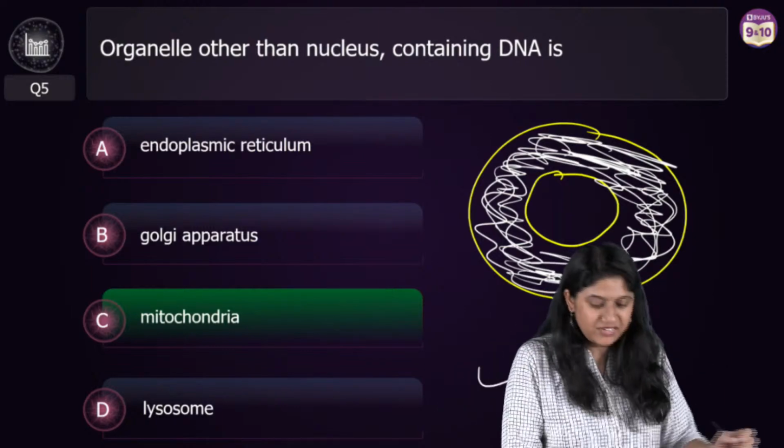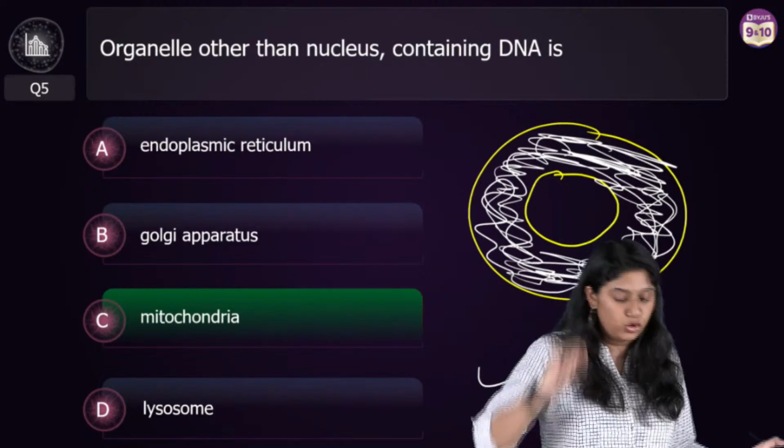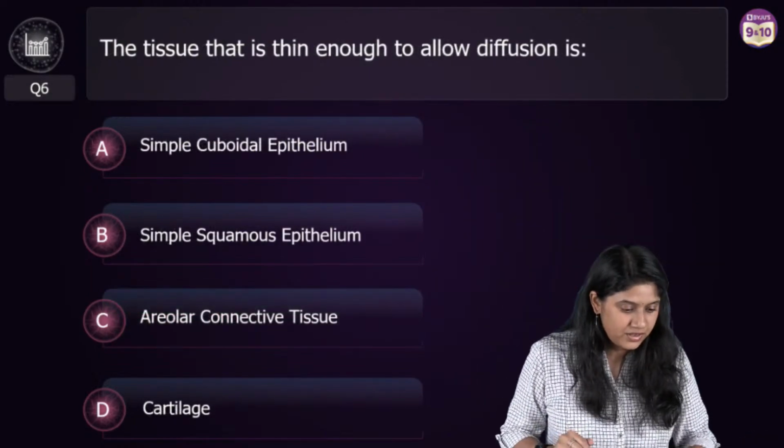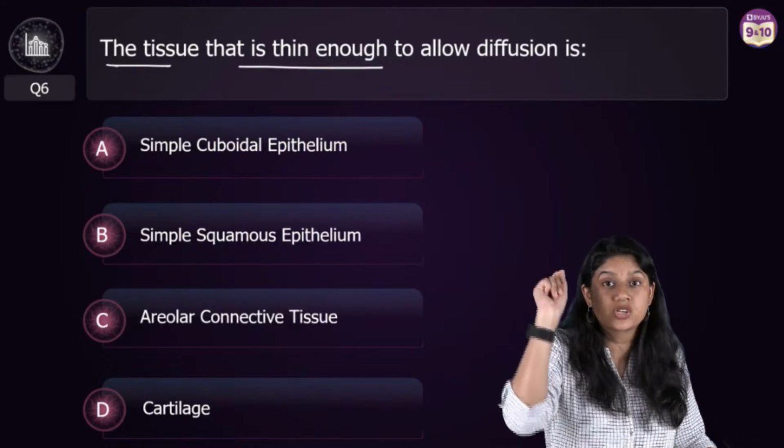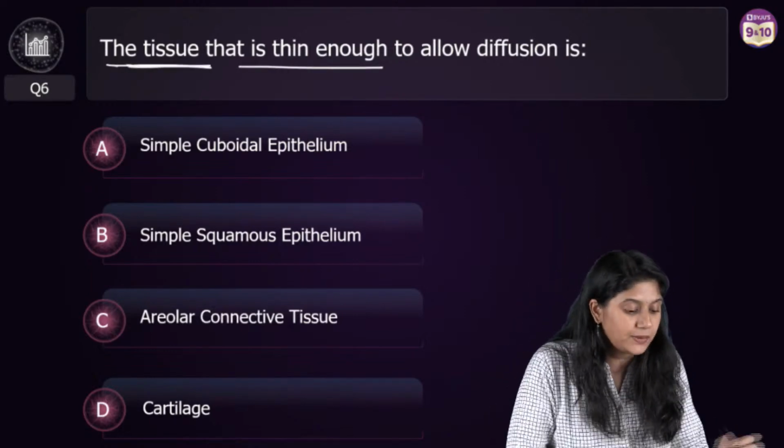Okay, so with this, everyone, we are done with question number 5. Let's quickly move to question number 6. The tissue that is thin enough to allow diffusion is. Now, everyone, we're moving to the next chapter, which is tissue.